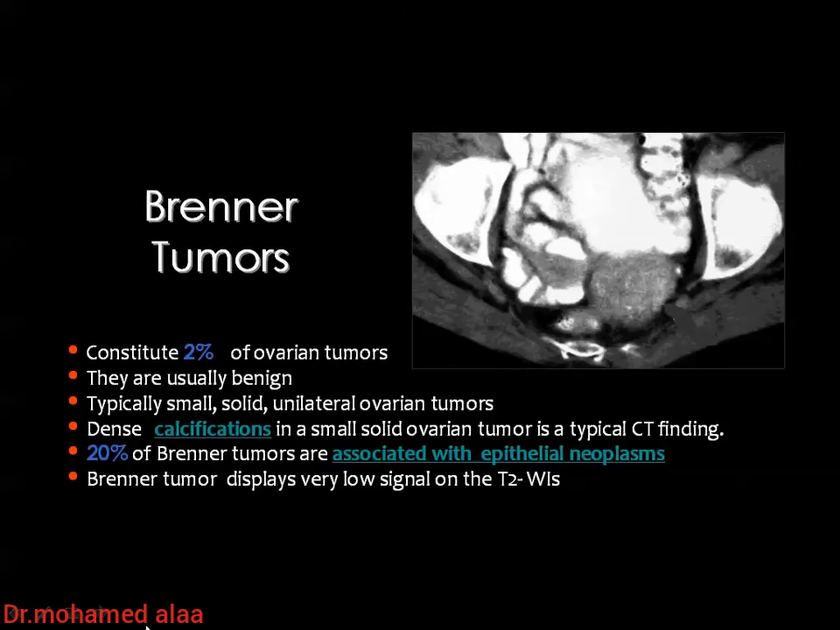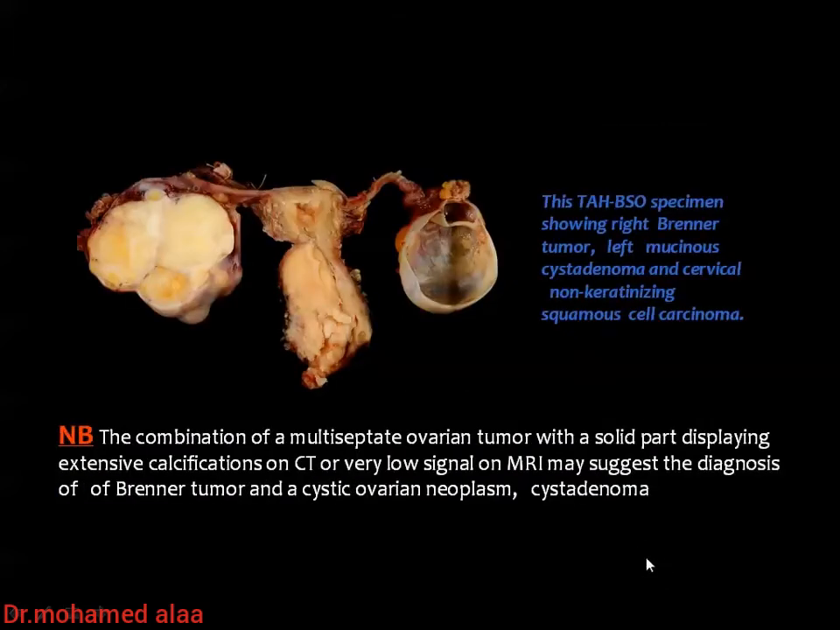Then the Brenner tumor is a relatively rare tumor, and the diagnosis is based on the detection of calcium within this lesion, which is frequently solid. And knowing that MRI is less sensitive for calcium detection, then the diagnosis by CT is good. And here you can see a solid lesion with a few calcific foci inside the lesion. Frequently, the Brenner tumors are associated with other serous and mucinous cystadenomas, and may also be associated with cervical carcinoma, for example.